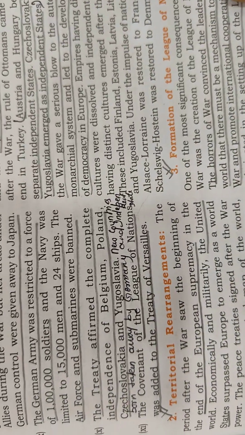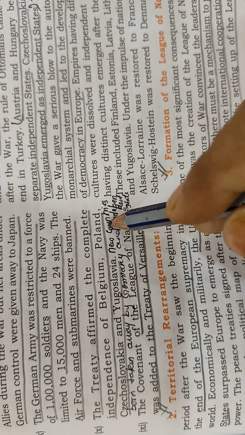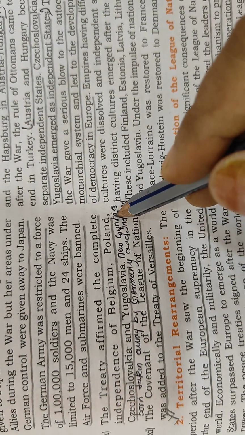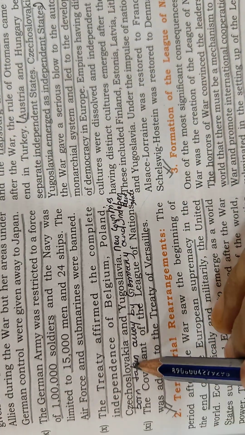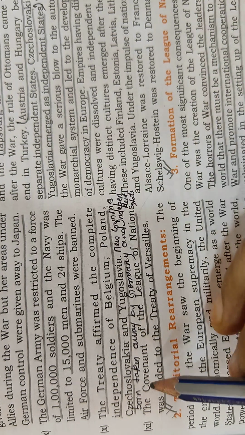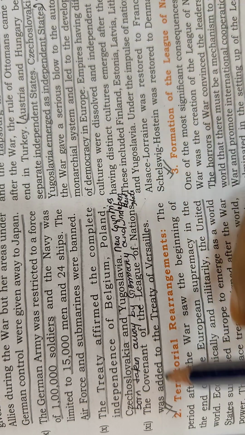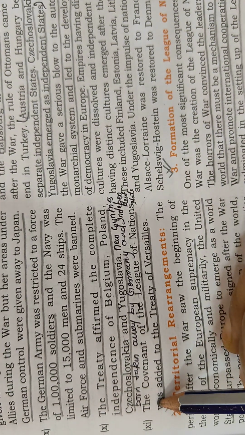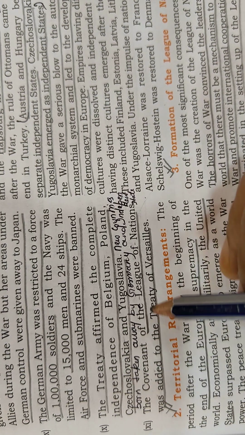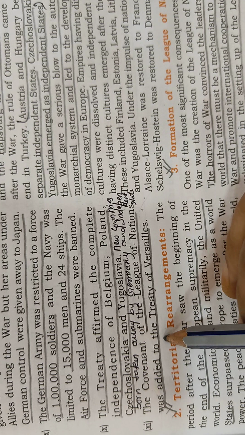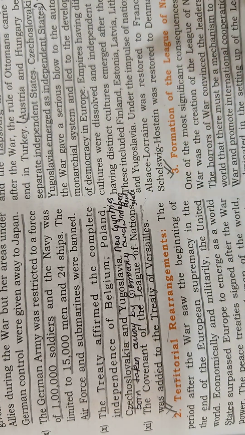Now here you can see the treaty affirmed the complete independence of Belgium. Here many of the countries from slavery became free and made their own independent countries. Now see, Czechoslovakia and Yugoslavia became new countries, taken away from Germany, and they became independent countries. And then the Covenant of the League of Nations was added to the Treaty of Versailles.